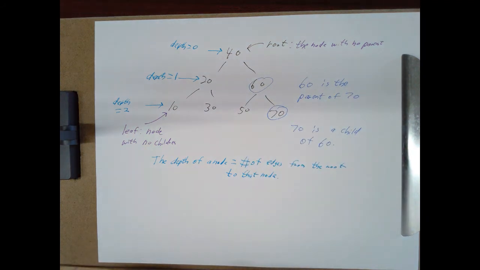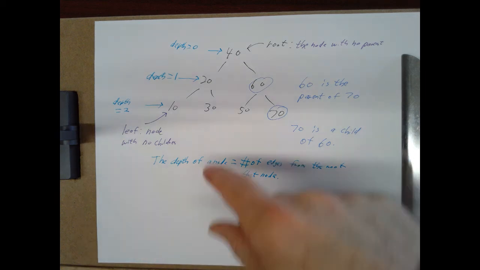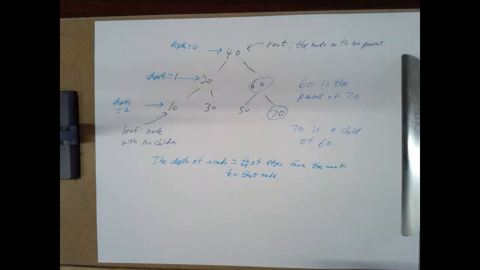It's going to turn out that an empty tree that does not even have a root, we're going to define its depth to be -1. And that's just going to make life really good. But it won't make sense in terms of this definition. But for now, depth is just the number of edges from the root to that node.